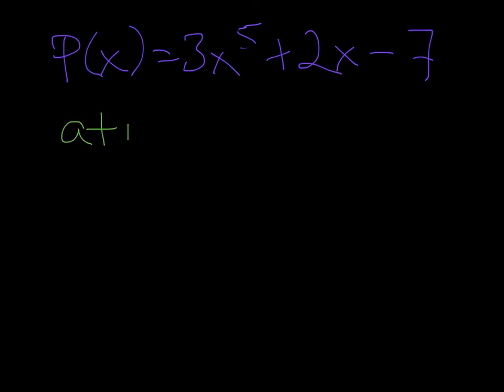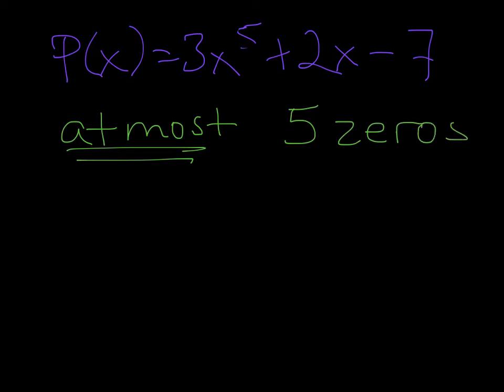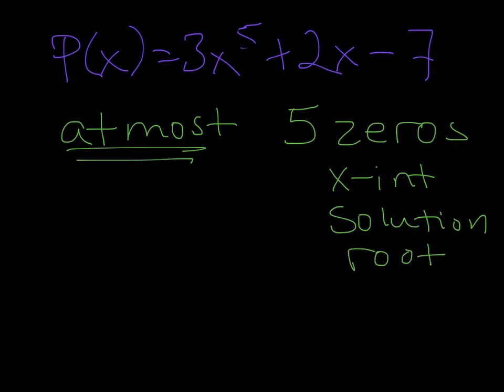It doesn't have to have all 5, it could only have 3, but it has at most 5 zeros. And the word zero is the same thing as an x-intercept. It's also the same thing as a solution. And it's also the same thing as a root. So all of these words are synonymous, but in this chapter, we are primarily going to use the word zero. So a zero is where it crosses the x-axis. So at most, it will have 5 zeros.